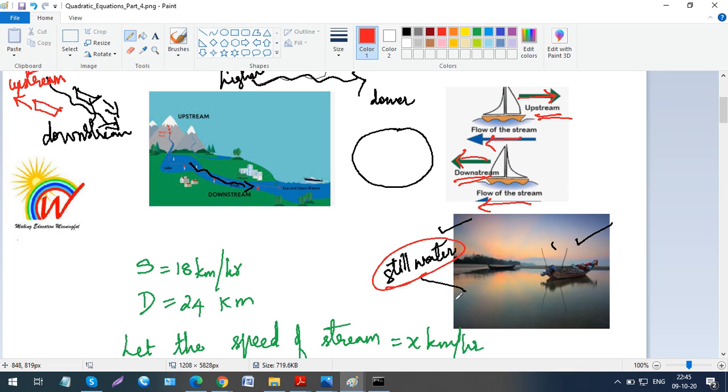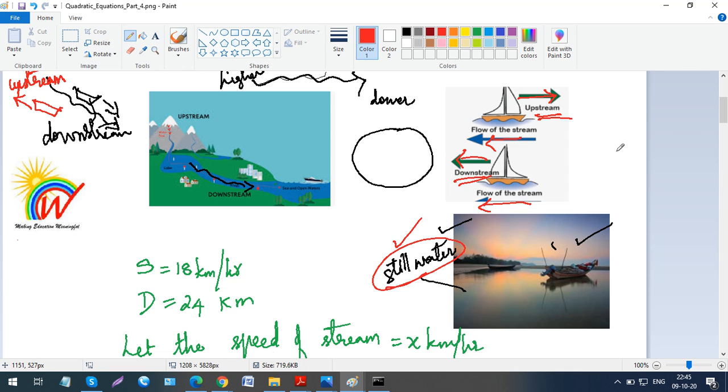You're not getting any kind of help from anybody, like in the case of downstream, where the river helps you move faster, and nobody is going to stop you either. So whatever the boat speed is, that's going to be the speed of the boat in still water. These kinds of words, still water, downstream, upstream, will be used in your word problem, so you should know what they actually mean.